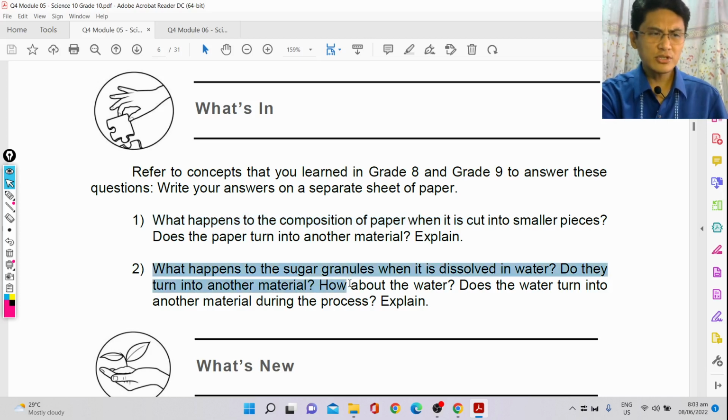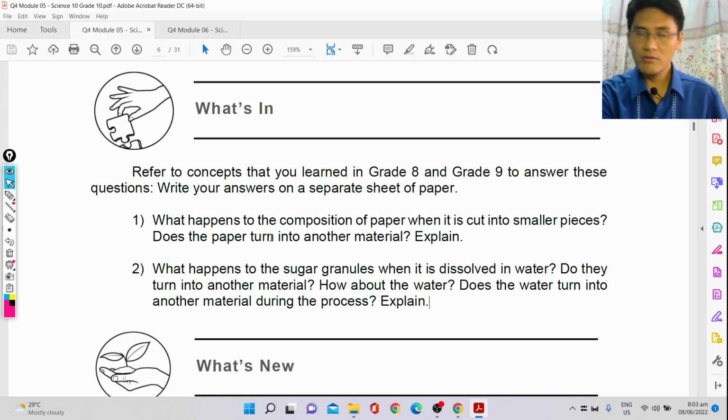And then what happens to the sugar granule when it is dissolved in water? Do they turn into another material? How about the water? Does the water turn into another material during the process? Explain. Obviously, by now you should know that the answer to both of these questions is no. The paper still remains paper, albeit now very small because you've cut it into pieces. And the sugar and the water are just mixed together, but they are still essentially sugar and water molecules. They did not change into another material, right?